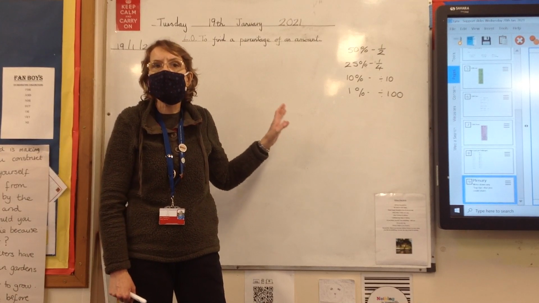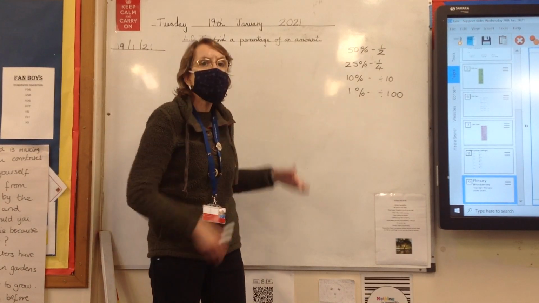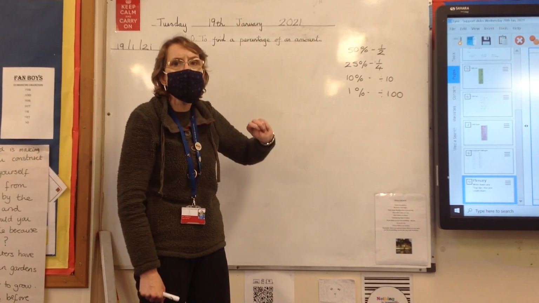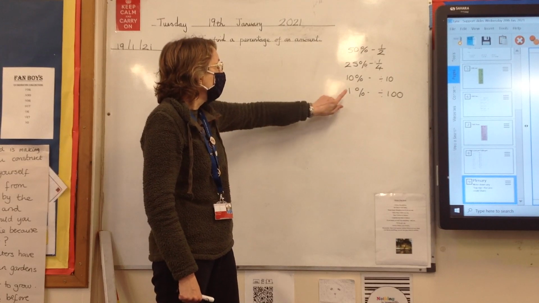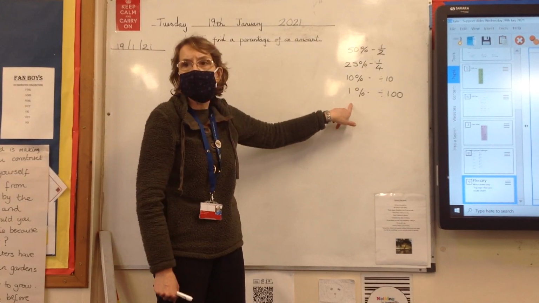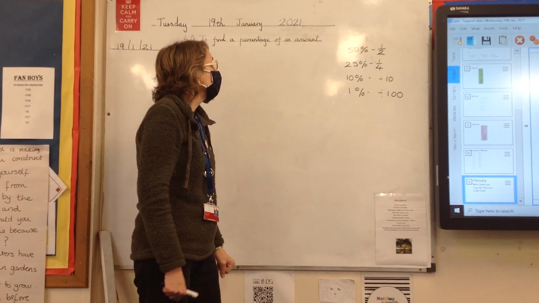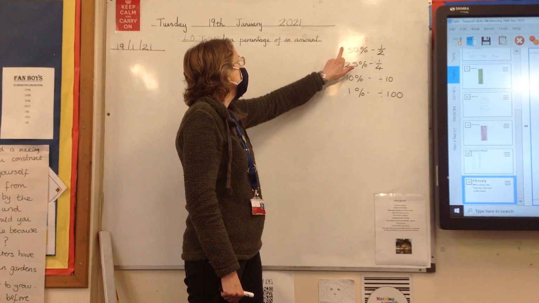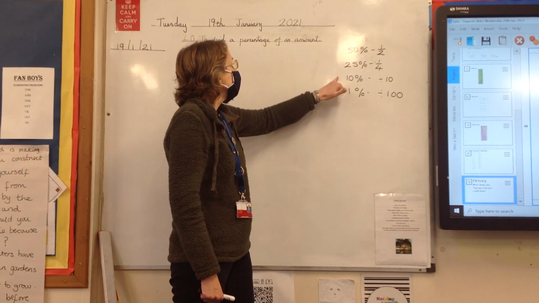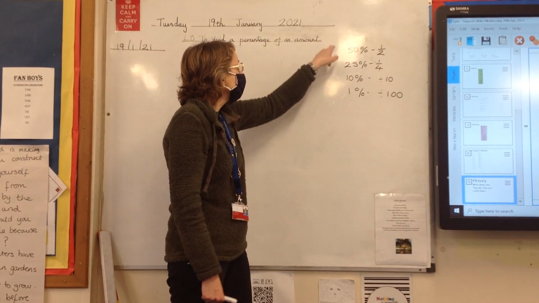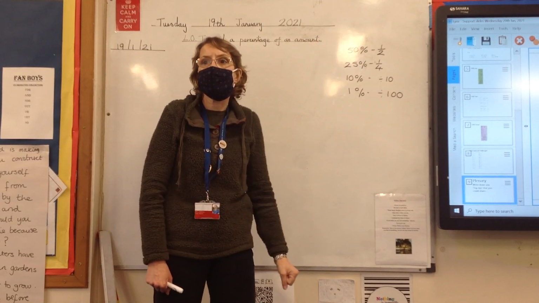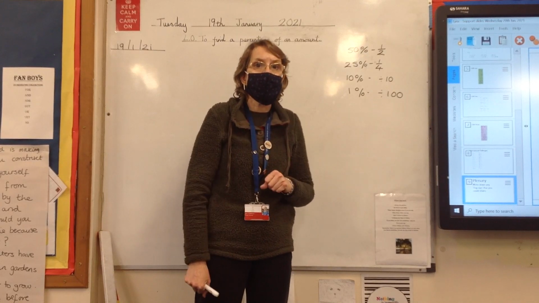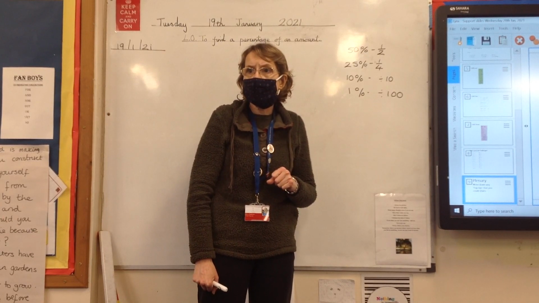You can use what you know and build it up. So if I asked you to find 27% of something, you'd find 25%, 1% and another 1%. If I asked you to find 55% of something, you'd find 50% first, 10%, 5% and put the 5 and the 50 together to make 55. Just use what you know and build it up to find the bits that you don't know. Okay? Good, well done.